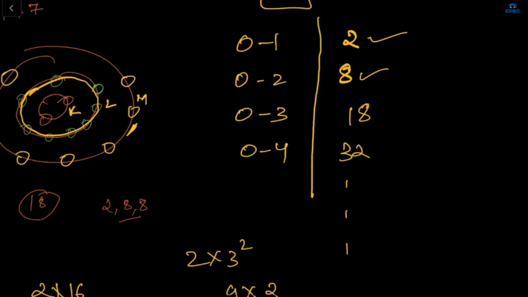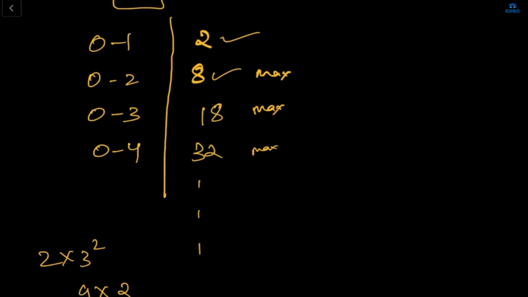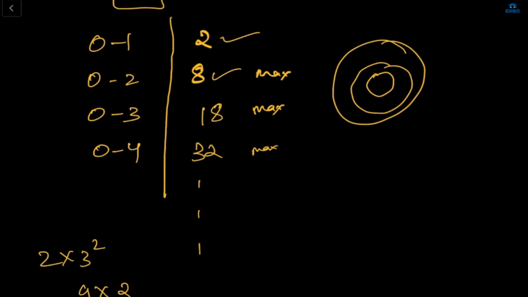Okay, so here 2 is the maximum, here 8 is the maximum, 18 is the maximum, and this one has a maximum of 30. Yes, ma'am. So let's say in the third subshell, you have a total of 19 electrons.